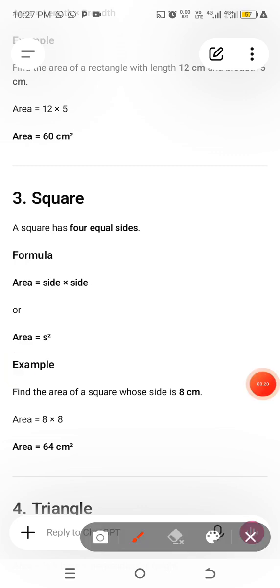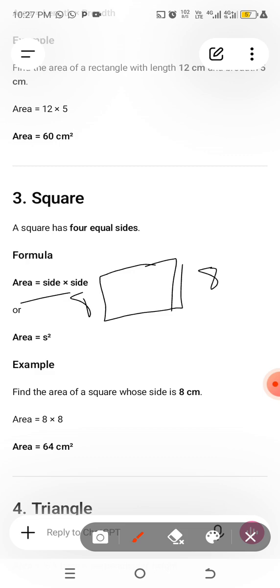Let's look at square. Square has how many sides? 4 sides. We use what? Area. Area equals side times side. So as we all know, this is a square. If they give us one side as 8, that will be 8 times 8, that will be 64 centimeter square.